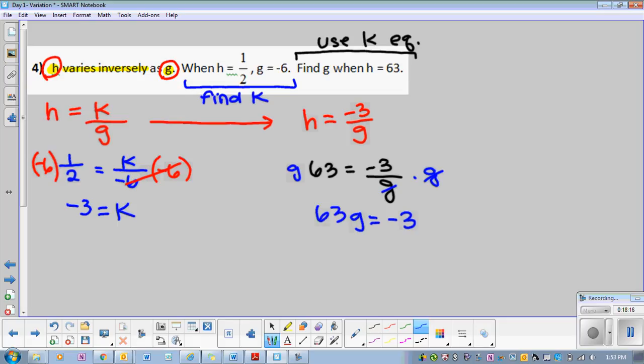Divide by 63. And then divide by 63. You actually had to move that G into its right location, and then you had to divide it out, okay? Kind of weird. So G equals negative what? Good. -1 over 21. All right? Anytime you have a variable in your denominator, that's what we need to do, okay? Get it out of there first. All right, so questions on this.